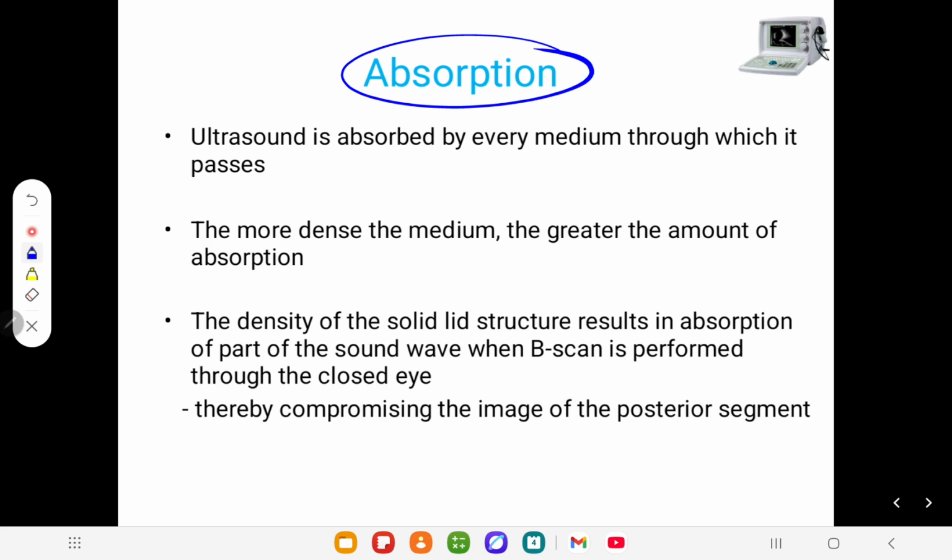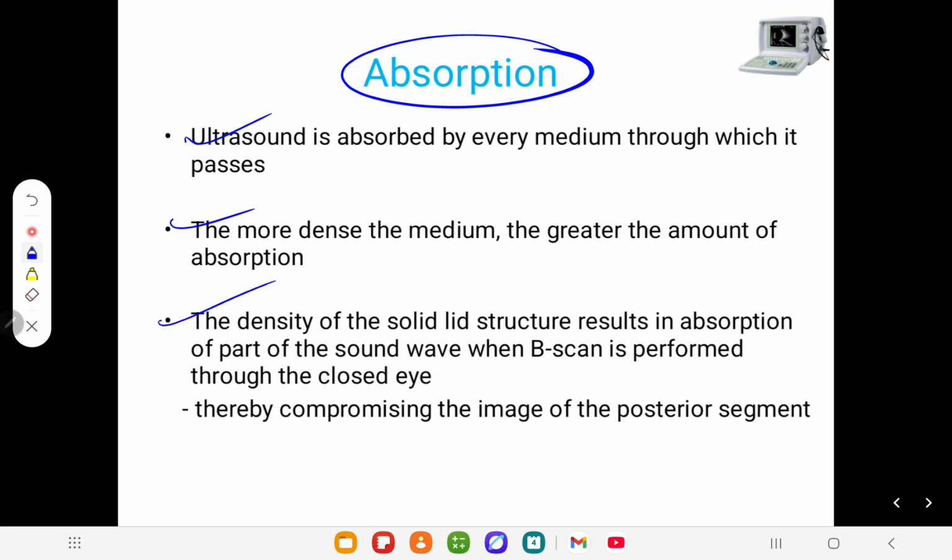So what do we mean by absorption? Ultrasound is not just reflected, it is also absorbed by the medium through which it passes. If the eye is closed, the sound should pass through the lid, and if I open it, then it passes through the cornea and lens, and every medium will absorb the sound. It's a very simple concept: the denser the medium, the greater the amount of absorption. It means the denser the cataract, the more sound is absorbed.